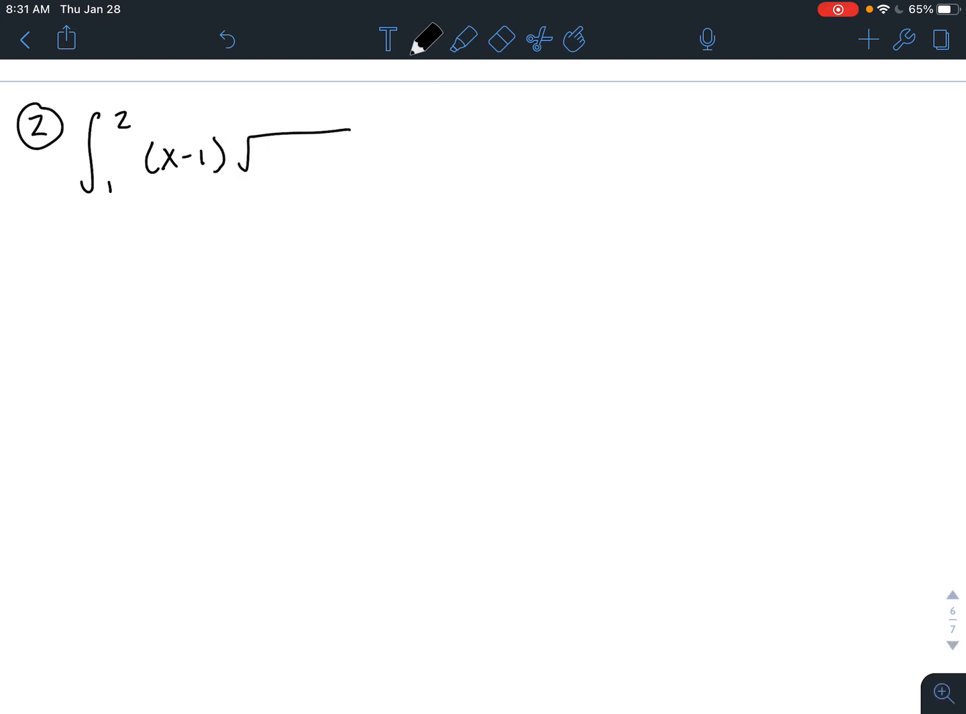Let's do one more. So this one's going to kind of combine a couple of different u-sub strategies. So I'm going to take the integral from 1 to 2 of x minus 1 times the square root of 2 minus x dx. Okay, so right away we can clue in that this is definitely a u-sub, because we have the product of two things and one of those is trapped inside of a square root, so we can't really bring it to the outside.